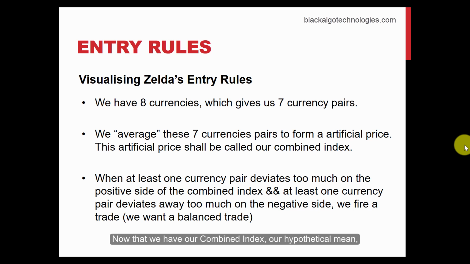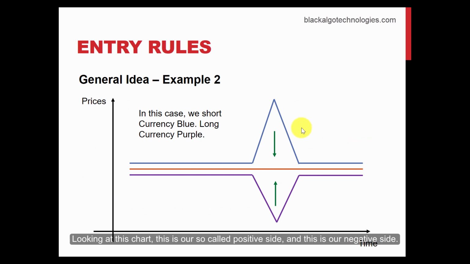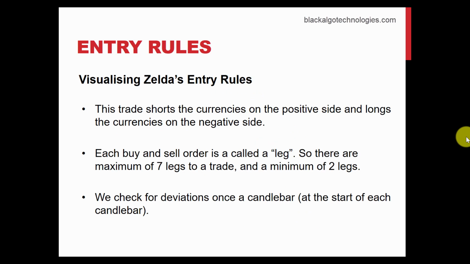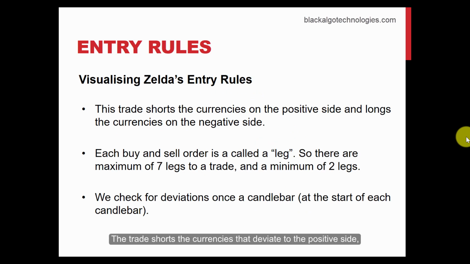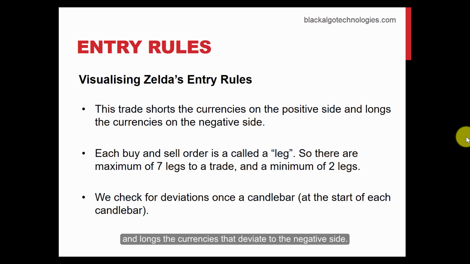Alright, so now that we have our combined index, our hypothetical mean, let's examine when do we fire a trade. We do it when at least one currency pair deviates too much on the positive side, and one currency pair deviates too much on the other side, so-called the negative side. Looking at this chart, this will be our positive side, and this is our negative side. The trade shorts the currencies that deviate to the positive side, and longs the currencies that deviate on the negative side.